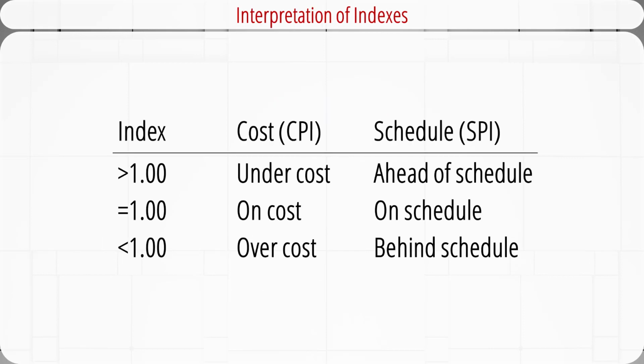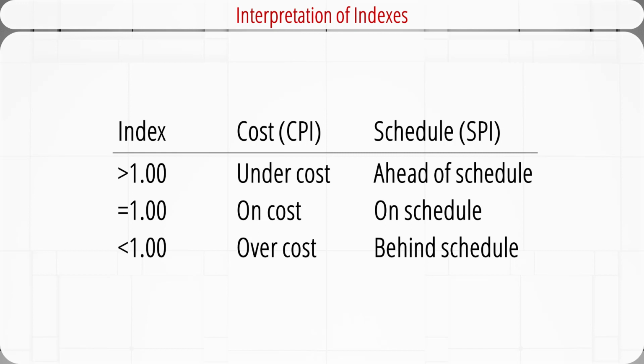We can use this table to interpret the values of these indexes. For the cost performance index, if the value is greater than 1, then the project is under budget. If it's equal to 1, then the project is exactly on budget. If the value is less than 1, then the project is over budget.